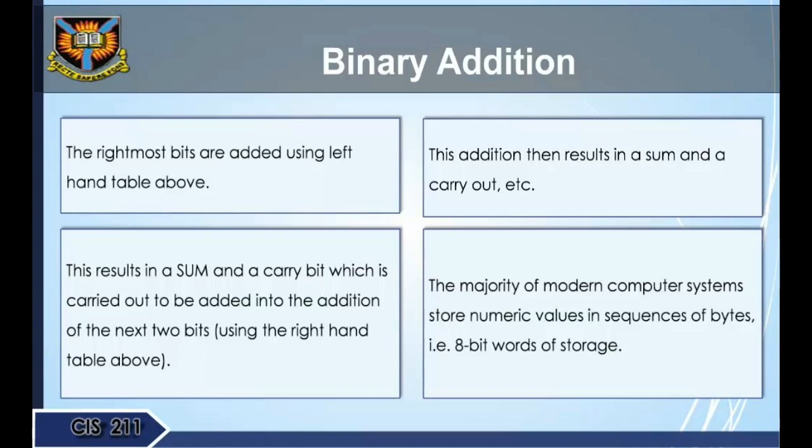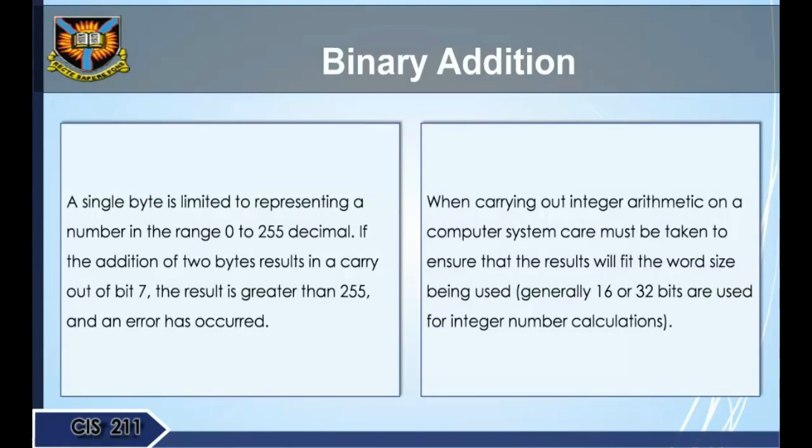The majority of modern computer systems store numeric values in sequences of bytes, that is, 8-bit words of storage. A single byte is limited to representing a number in the range 0 to 255 decimal. If the addition of 2 bytes results in a carry-out of bit 7, the result is greater than 255 and an error has occurred.